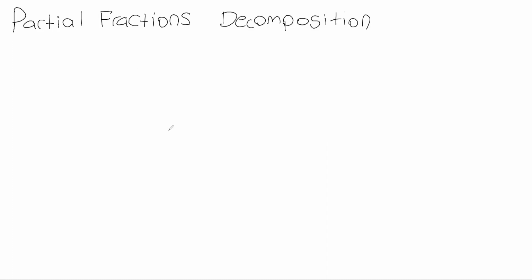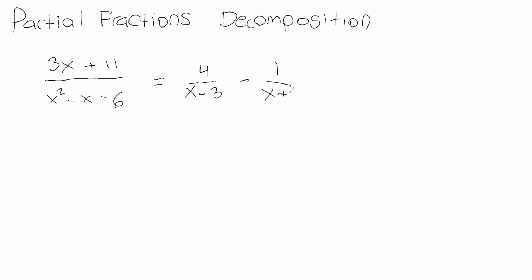So suppose we have an expression. Suppose we have a rational expression like this, like 3x plus 11 divided by x squared minus x minus 6. I'm going to give away the answer here, show you what this thing breaks down into, and then I'll show you how to get there. So this thing can actually be broken down into 4 over x minus 3 minus 1 over x plus 2.